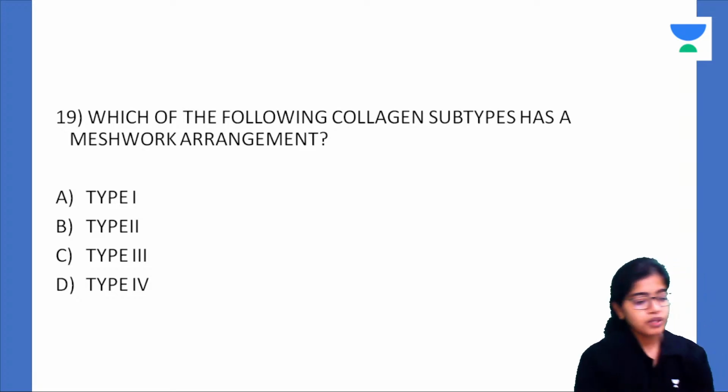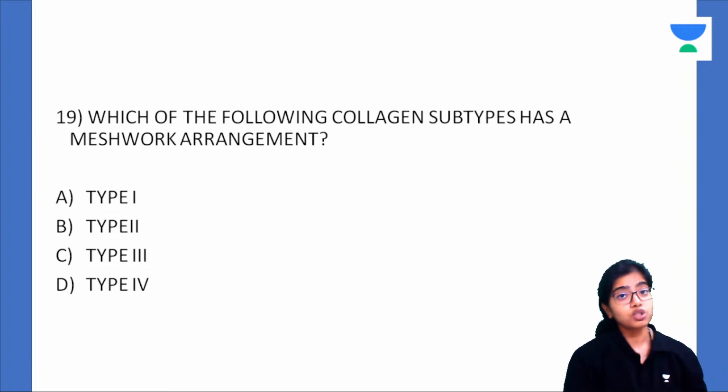Okay, this one. Which of the following collagen subtypes has a meshwork arrangement? Is it A type 1, B type 2, C type 3 or D type 4? Now I'll give you 5 minutes for this. Do try and recall the structure of collagen. We have read that a lot of times. We have discussed the structure of elastin also, and now we are going to discuss the structure of collagen here. Your 5 minutes start now.